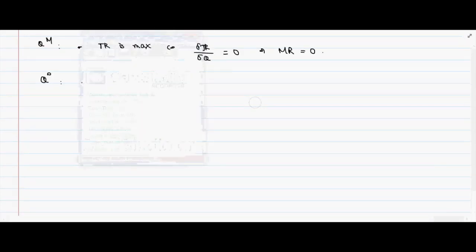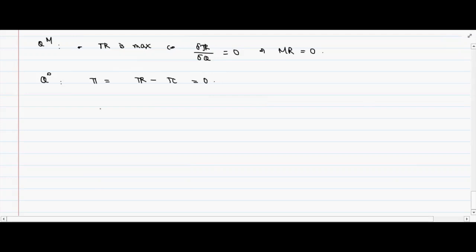Now, at quantity Q0, the profit is equal to 0. So profit, which is total revenue minus total cost, is equal to 0. So I have total revenue equal to total cost. If I divide both sides of this equation by Q, then I get total revenue on Q equal to total cost on Q.